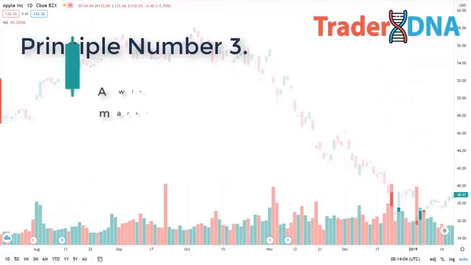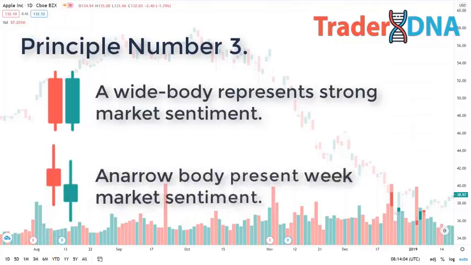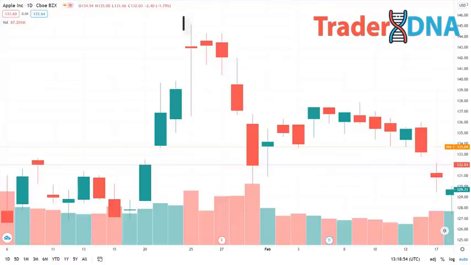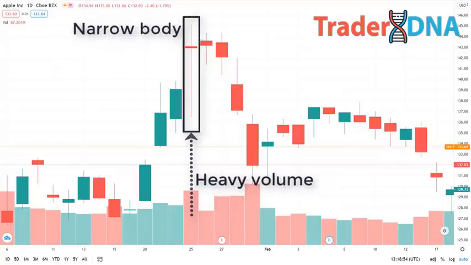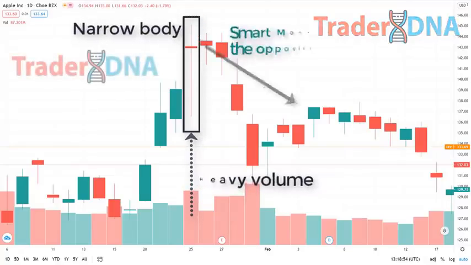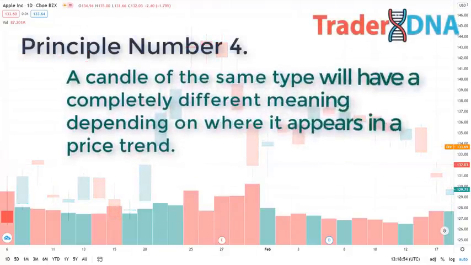Principle number 3. A wide body represents strong market sentiment and a narrow body represents weak market sentiment. A narrow body with heavy volume means either smart money is observing for continuation of the move or smart money is entering in the opposite direction. Principle number 4. A candle of the same type will have a completely different meaning depending on where it appears in a price trend.